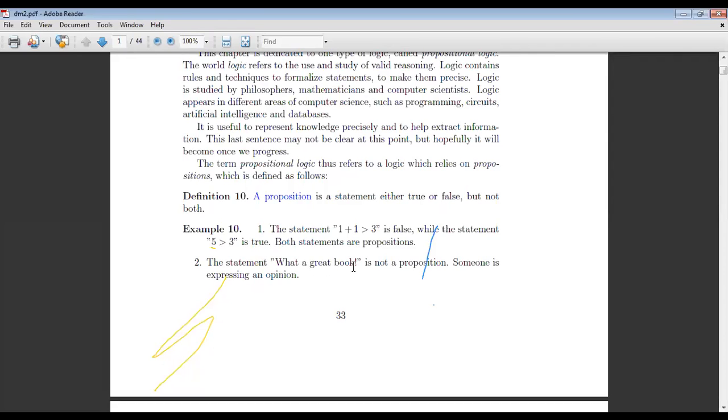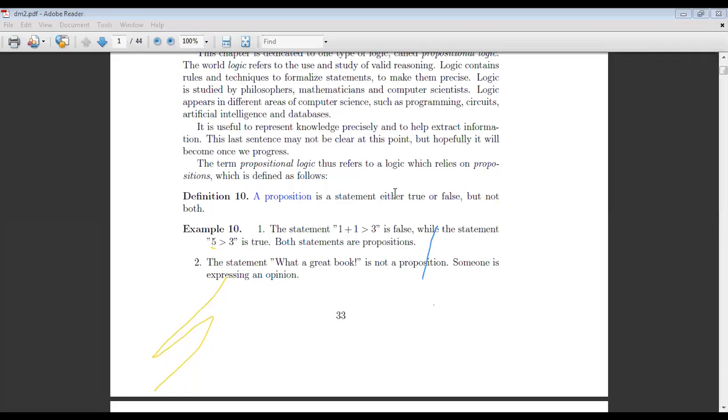What a great book. So clearly, it is not a proposition. Why? Because from here you cannot recognize whether this statement is true or false. Someone is expressing an opinion. What a great book is simply an opinion. So it's not a statement that is either true or false. So what a great book is not a proposition.